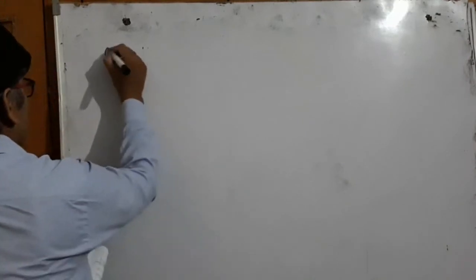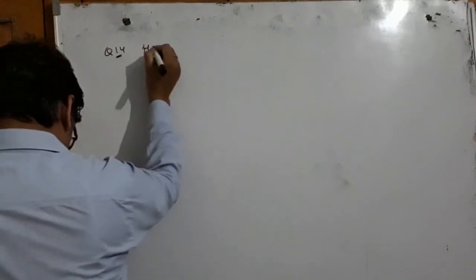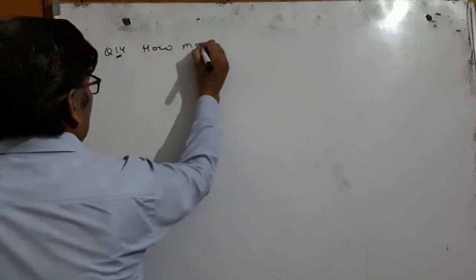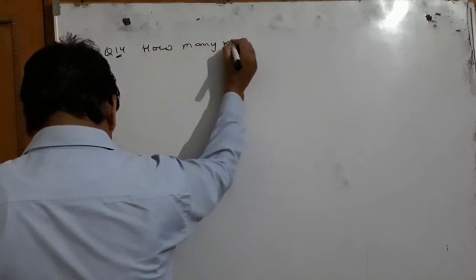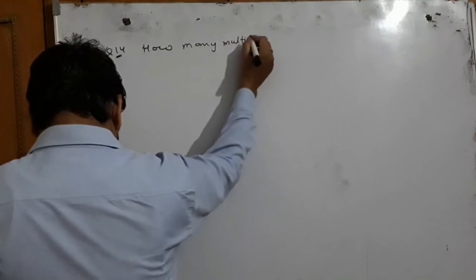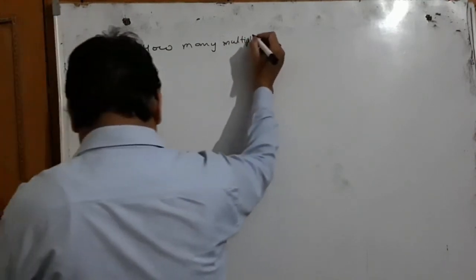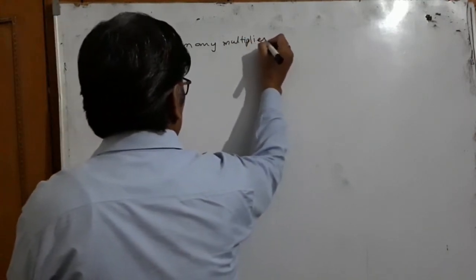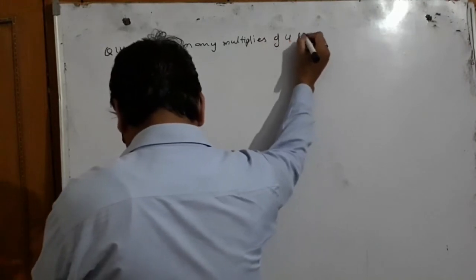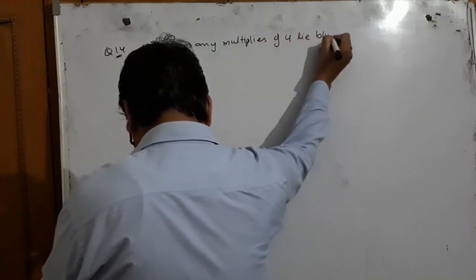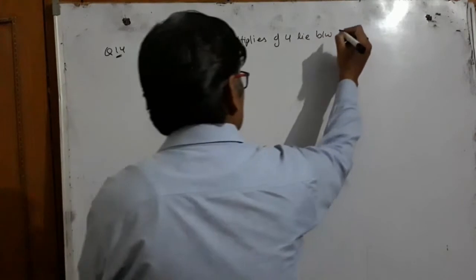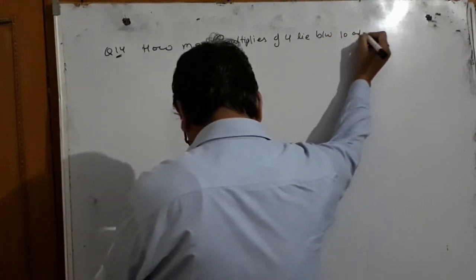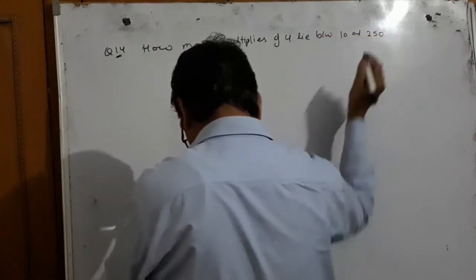Question number 14. How many multiples of 4 lie between 10 and 250?